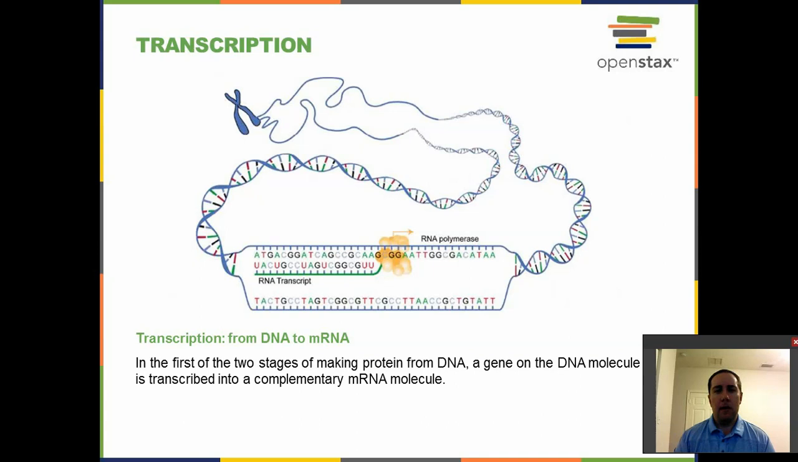So this is transcription. Remember, transcription is taking DNA and making messenger RNA or mRNA. Now this is a complicated process, and you do not have to know how this process works. You have to know 2 things. You have to know that transcription is the process of taking DNA and making messenger RNA. And you have to know that this process is carried out by an enzyme, a protein called RNA polymerase.